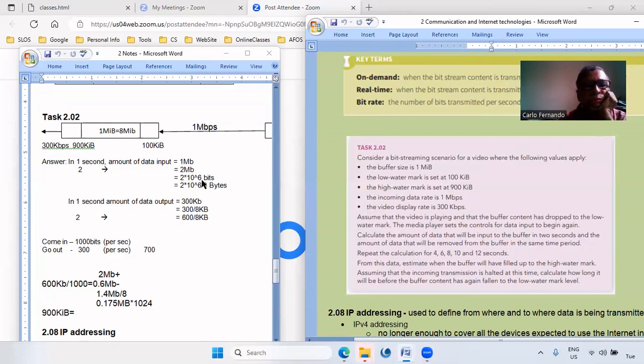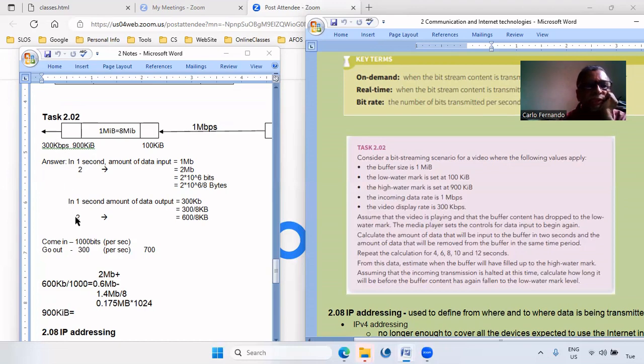And then again, when you take 10 to the power 6, it will get you into mega level. Then what? To get it in bytes, take the same amount and divide by 8. Then it becomes bytes.